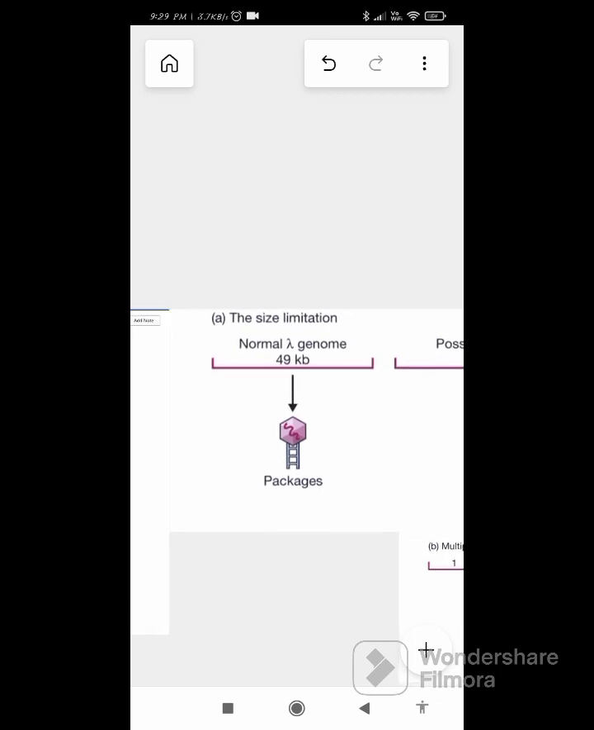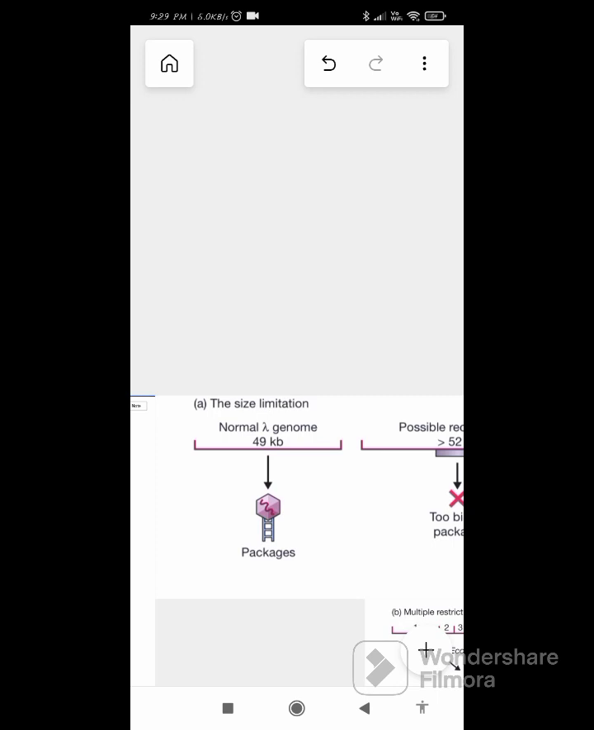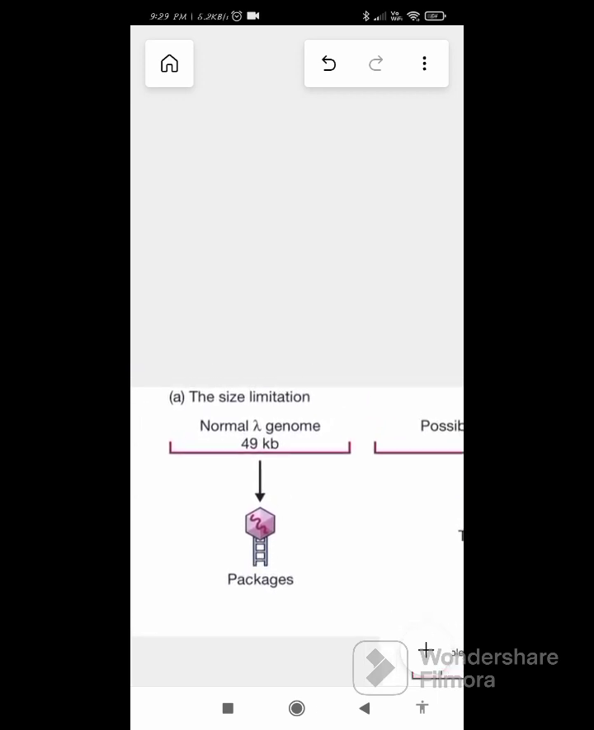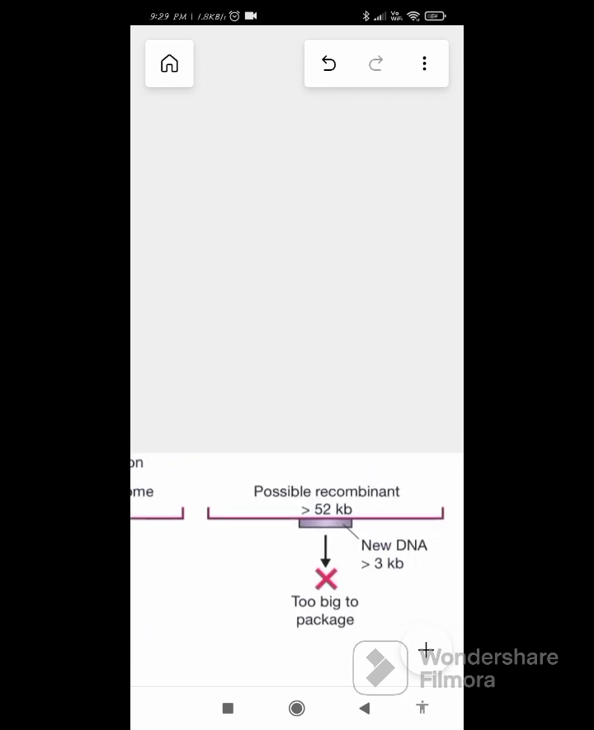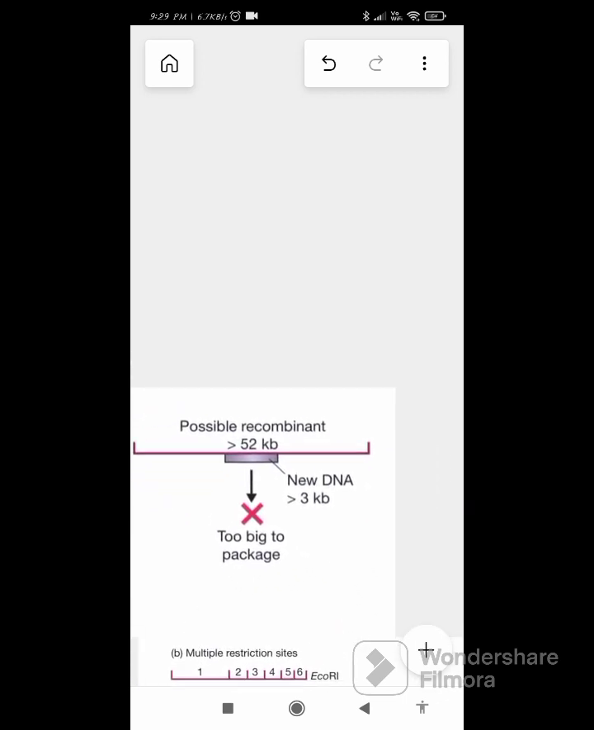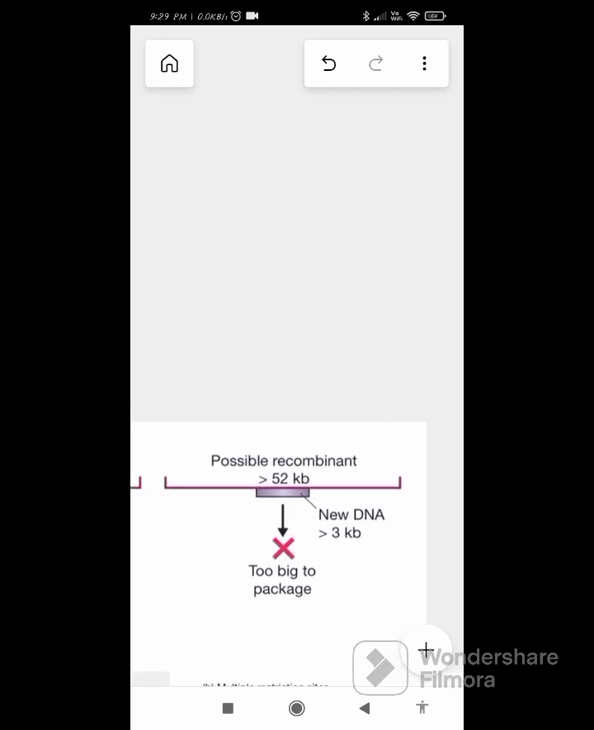Here, as you can see, the normal lambda genome is 49 kilobase pair, and we assume it can be packaged. But if the new DNA is more than 3 kilobase pair, the total will obviously be more than 52. It will be too big to package into the lambda head structure.